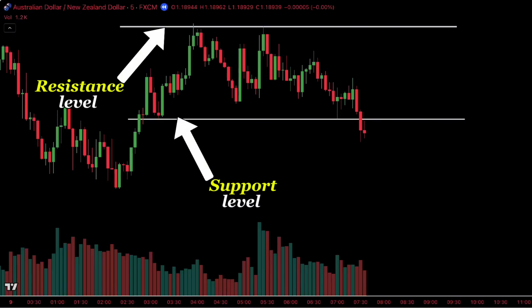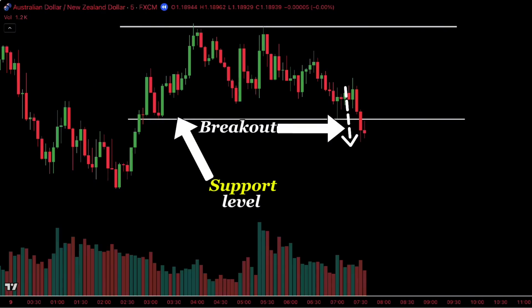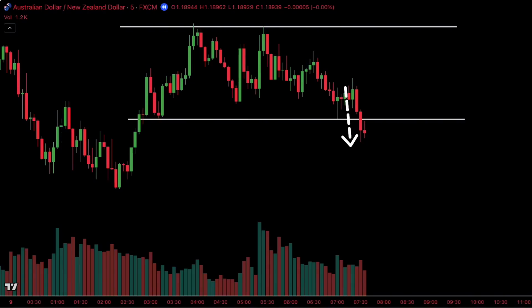And then suddenly, it breaks below the support level. This breakout is important, because once the support is broken, it becomes a new resistance. And this is what we call a flip level. So now we have market condition: the market is ranging. Key level: we have a support level that has turned into resistance. Now let's wait for the setup to form.